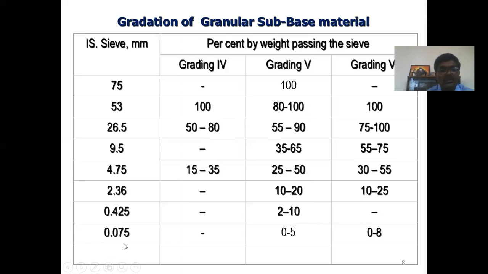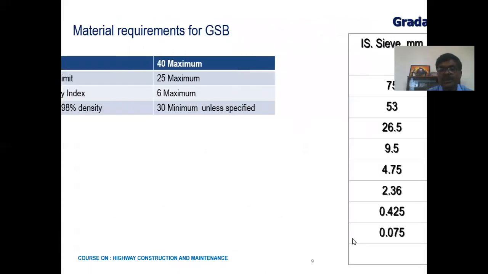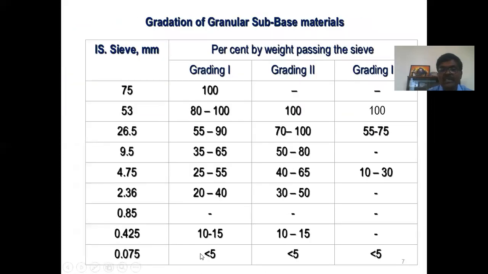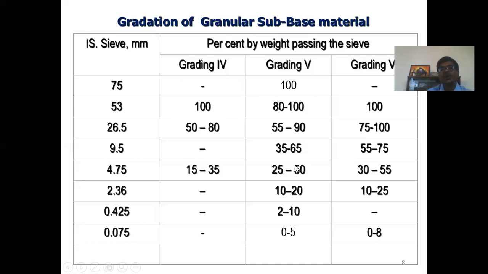The other observation you have to make is passing 0.75 mm. See here, it is 0, maximum 8%. Even here also it is less than 5%. That means fines need to be less in GSB so that the permeability of the water is not affected.